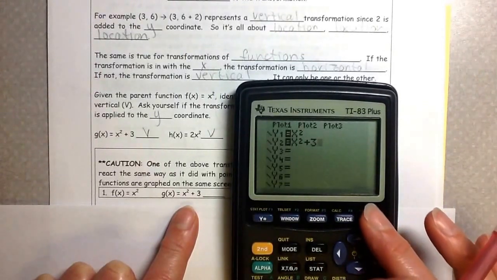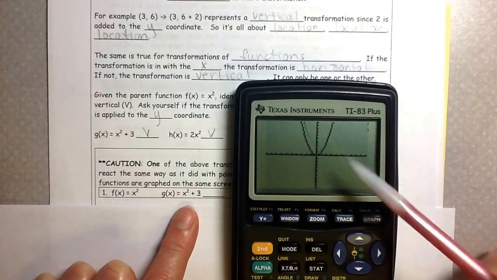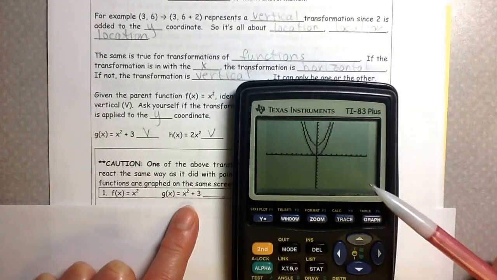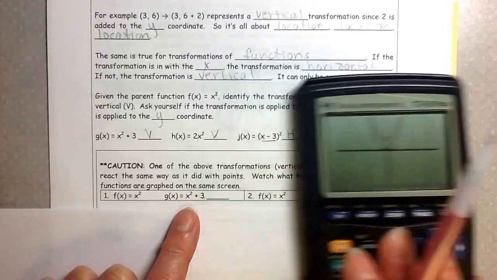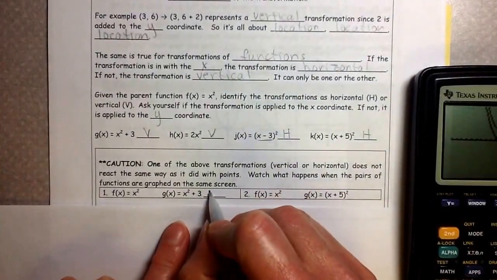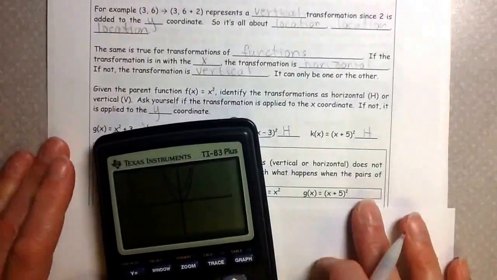Okay, so the first one that graphs is going to be the parent function. So that's how we judge how it moves. So that's the first one. This is the second one. If you guessed that it was vertical and it was going to move up 3, then you were correct. So this one moved up 3. Now let's look and see what happens here.